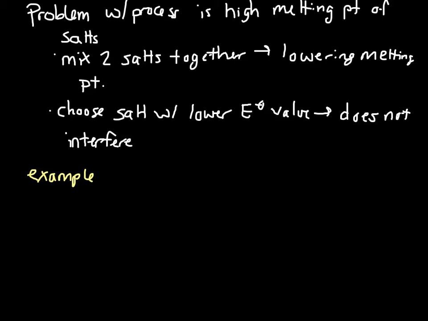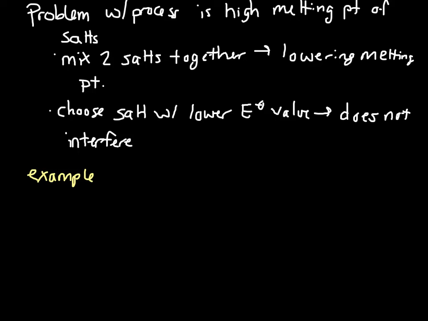Therefore, what they have found is you can mix two salts together. One of the salts is going to have a lower melting point than the other. Therefore, when they mix, it lowers the melting point of the higher one, and that makes it more economical. You always want to choose a salt with a lower electrode potential value than the one you're trying to isolate so that it does not interfere with your calculations. And we're going to do an example of what this looks like and how you know. So let me give you an example.